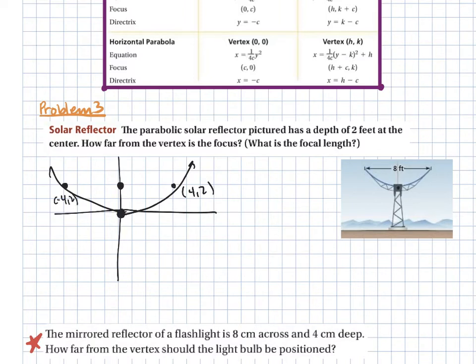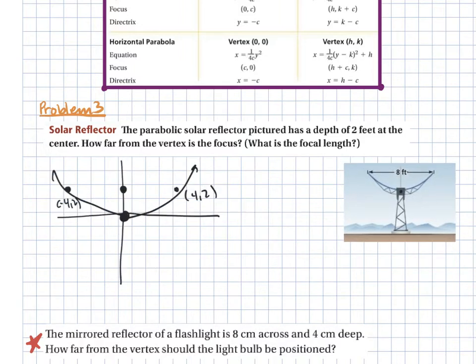Since it's vertical and it's at the origin, it's basically what we've been using before. Oh, why did that move? That was weird. Let's see if I can undo that. Here we go. Okay, the formula is y equals 1 over 4c times x squared. To find c, we can just plug in this x and this y. So let's put the 2 in for y and the 4 in for x, and this becomes 2 equals 1 over 4c times 16.